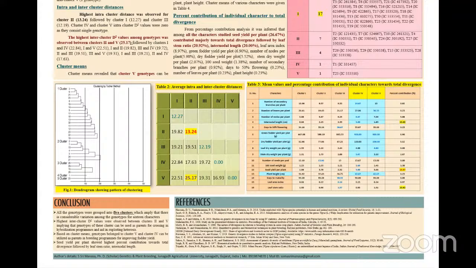These were higher for cluster 4 and 5. So genotypes of these clusters can be used for fodder production. Coming to percent contribution, it was found that seed yield per plant followed by leaf stem ratio and internodal length contributed largely to the total divergence.